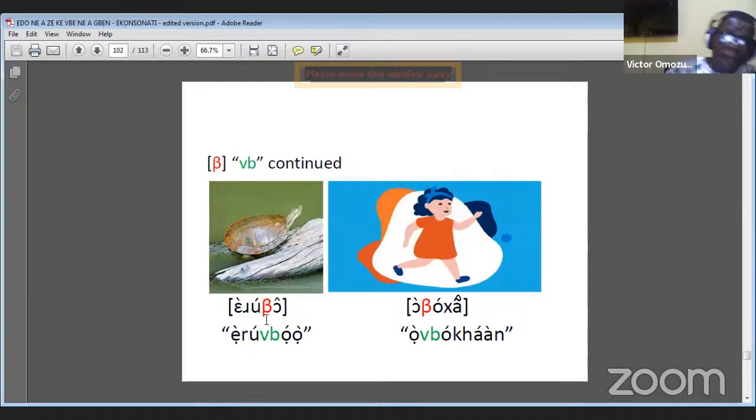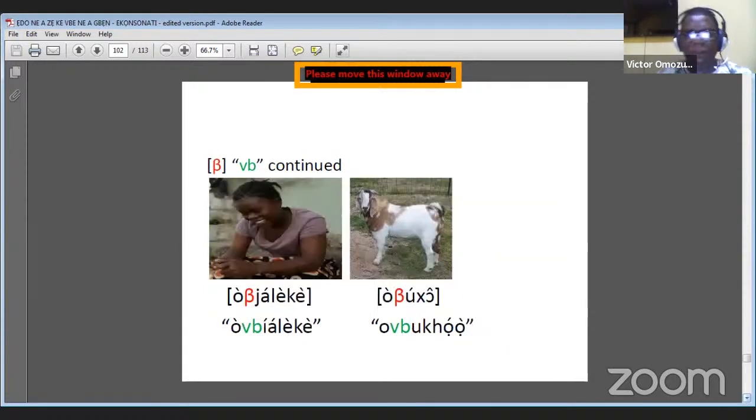Then V, erubo. Obochan. And then there's another word, obochan, but they mean slightly different things. Then we have obialeke. You can see the E again turning into a glide. It's a normal process in the language. Then obucho. That's the male goat. That's it, obucho.